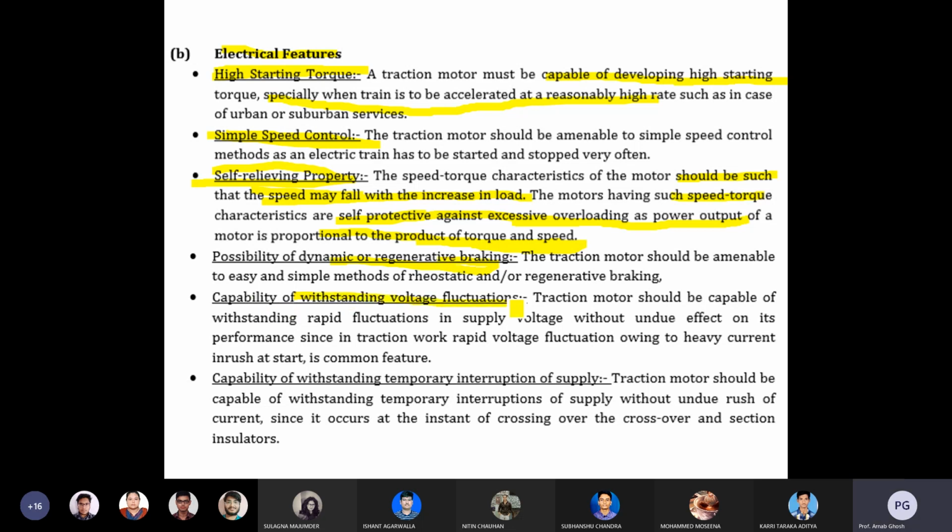Capacity of withstanding voltage fluctuations. The motor should be capable of withstanding rapid fluctuations in supply voltage without undue effect on its performance. These are all very basic. Capacity for withstanding temporary interruption of the supply. That's why you are using a battery bank, so it is continuously charged. Suddenly if the power supply is not there, we can manage. So the power supply is a very important topic. I hope you are able to understand.